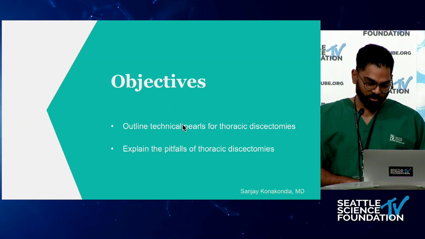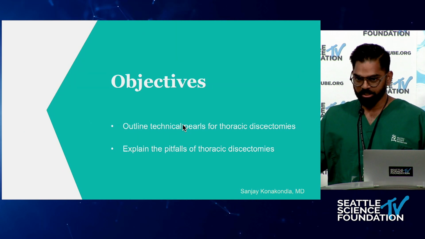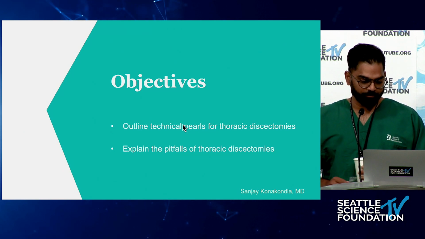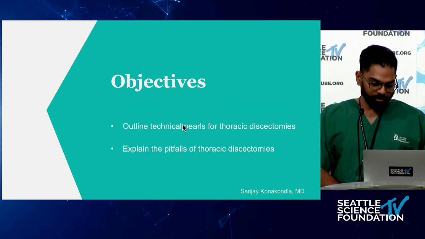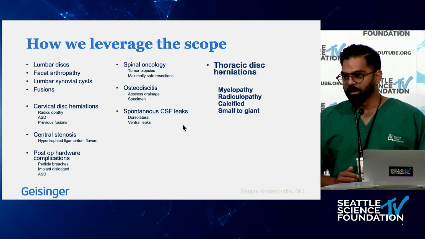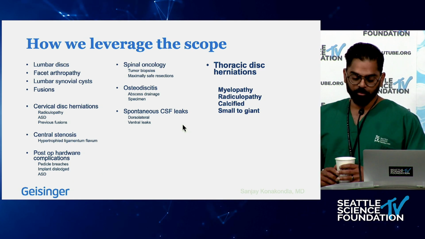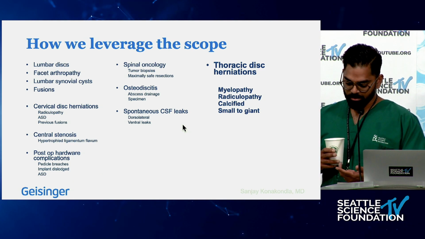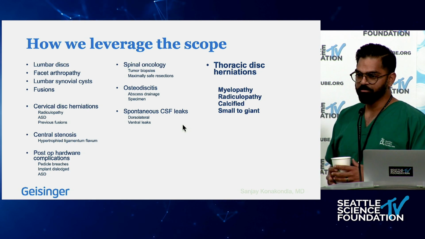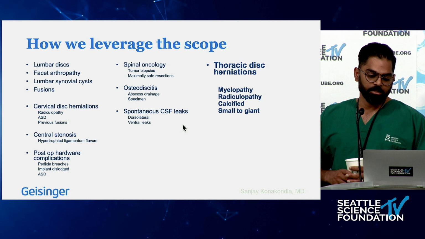So thoracic disc herniations, we'll keep the objectives pretty simple, and then we're going to jump into a live demonstration in the lab, so I'll try to set us up for that. We'll talk about the technical pearls and some of the pitfalls. Clearly, everyone leverages a scope in their own way, and I feel like everyone does any of these bullet points here, right? Everyone's doing discs and synovial cysts and infections, and we saw the whole gamut of how you can apply the endoscope to the spine.